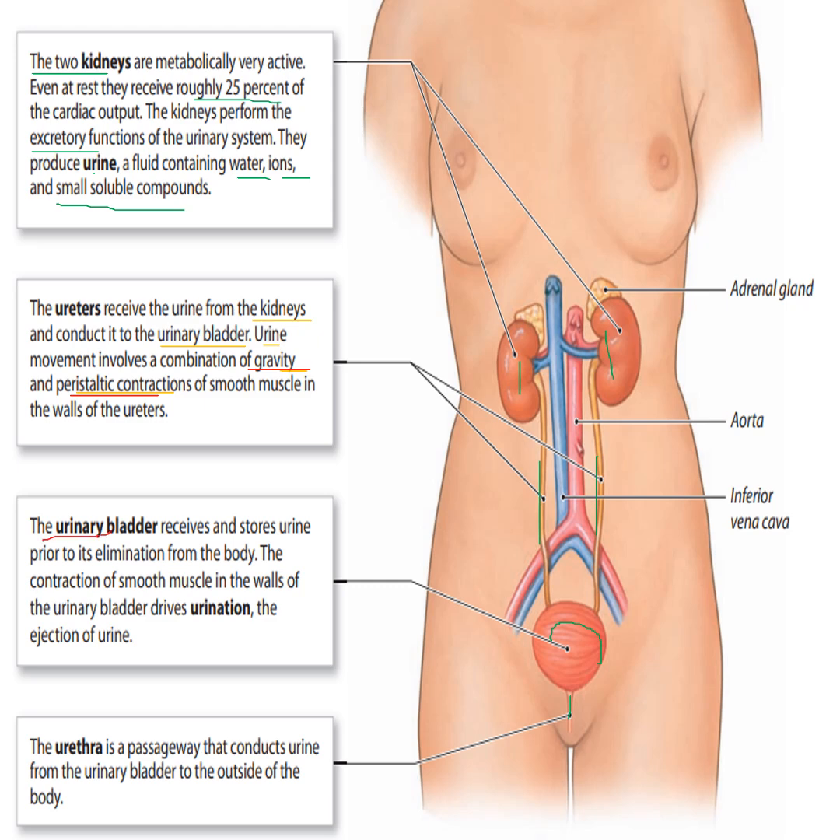Now, the urinary bladder. It receives and stores urine prior to its elimination from the body. The contraction of smooth muscles in the walls of the urinary bladder drives urination, which means the ejection of urine outside the body. The urethra. It is a passageway that conducts urine from the urinary bladder to the outside of the body.